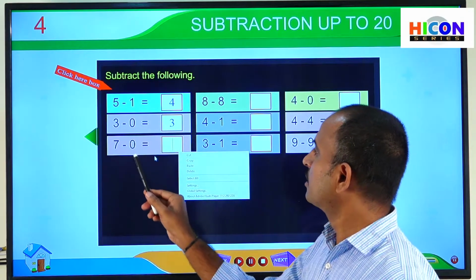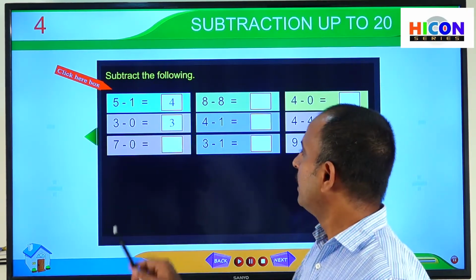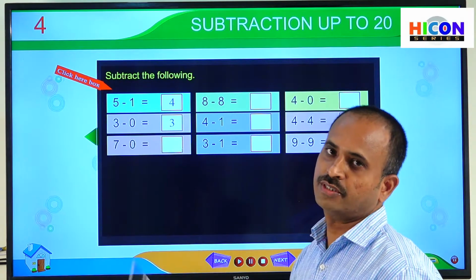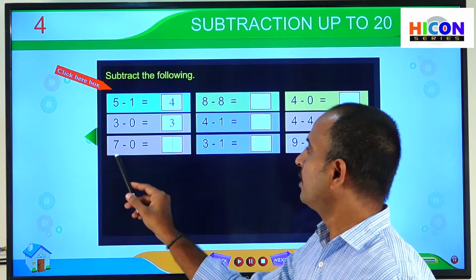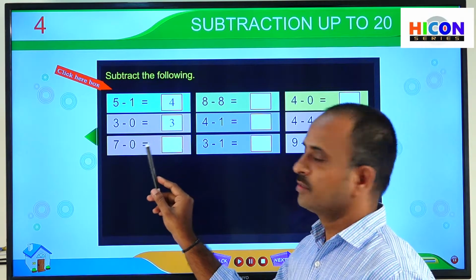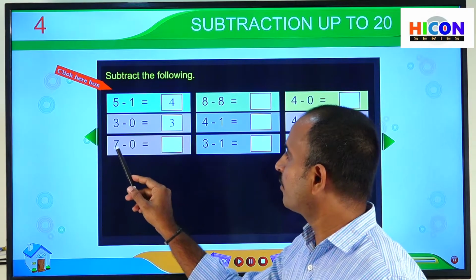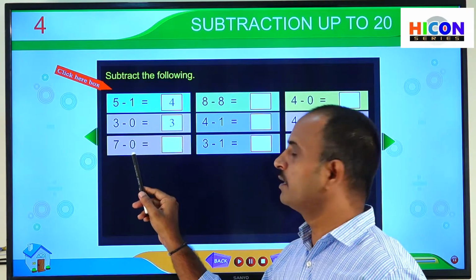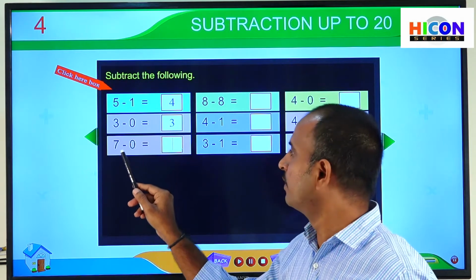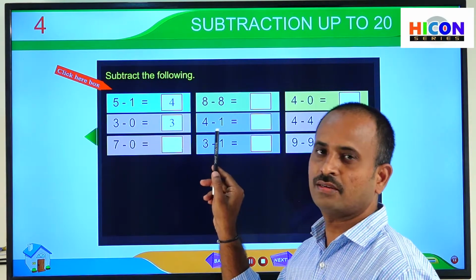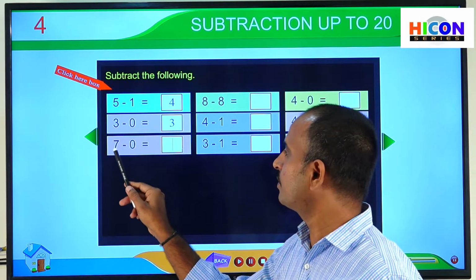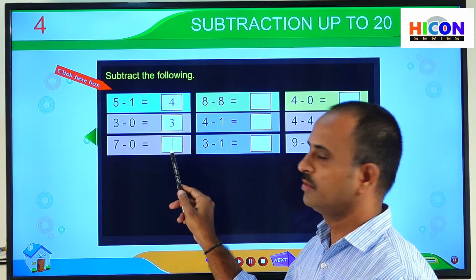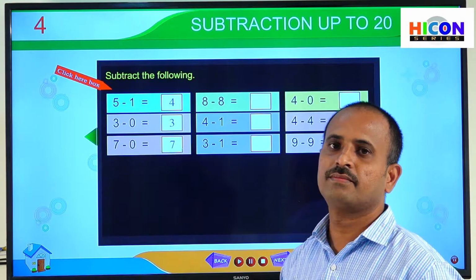Next, see the third subtraction. Here 7 minus 0 is equal to how much? What is the difference of 7 and 0? Here 0 is subtracted from 7. According to subtraction facts, if we subtract 0 from any number, we get the same number as the answer. So again we will get 7 as the answer. Write 7 in this box.